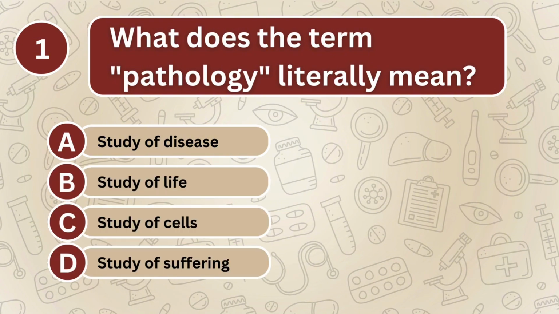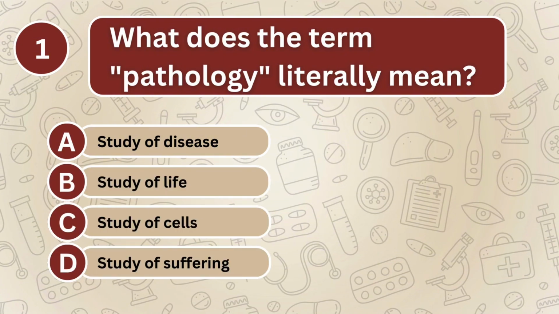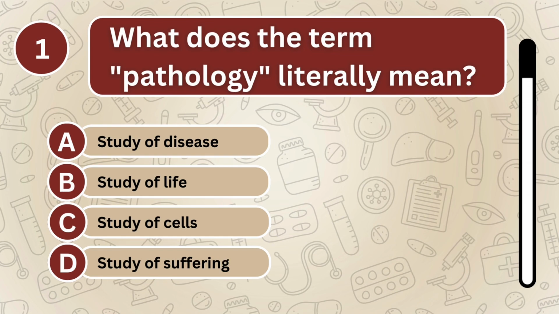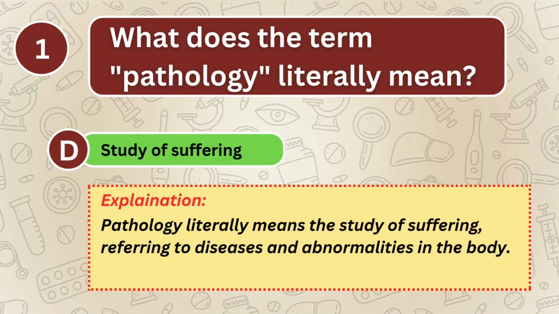What does the term pathology literally mean? A. Study of disease. B. Study of life. C. Study of cells. D. Study of suffering. Answer is D. Study of suffering.